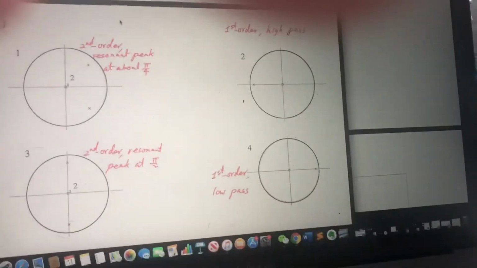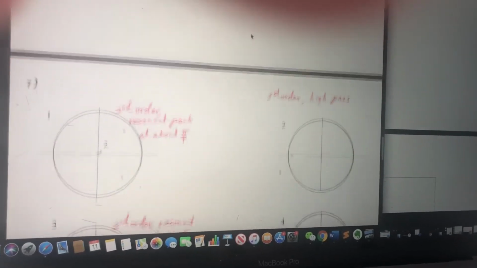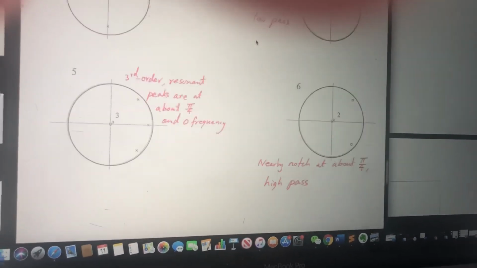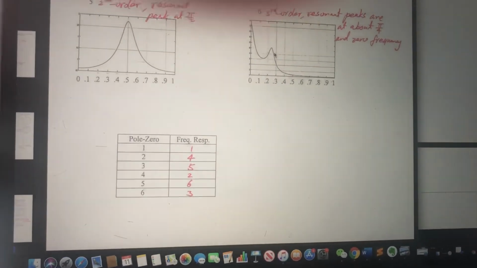And this problem is a lot easier than the homework, so I don't think there's too much to talk about this problem. So that's it for problem 7.